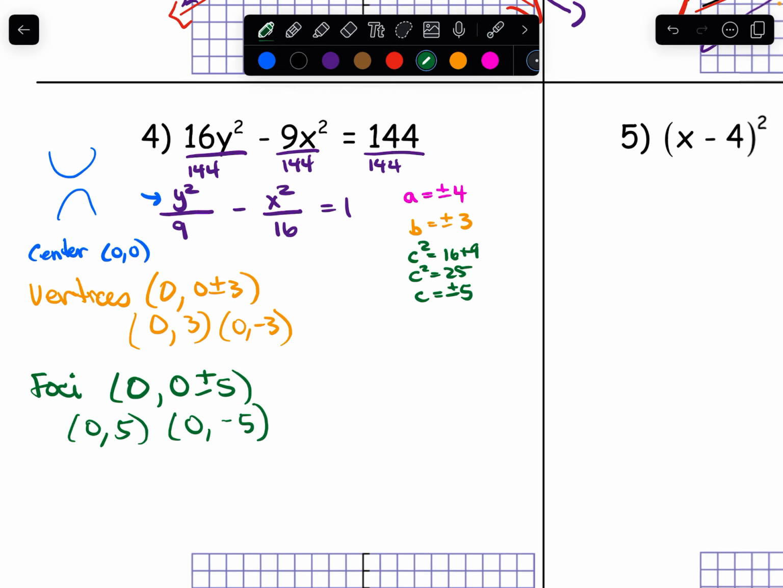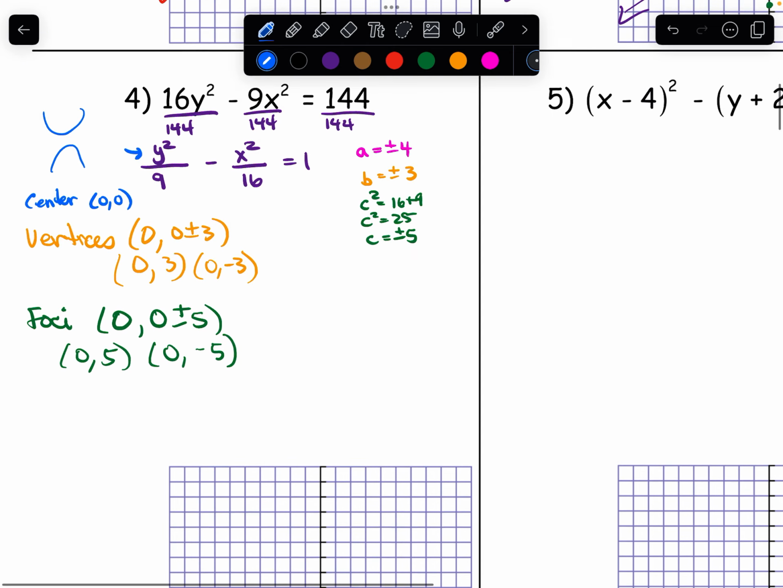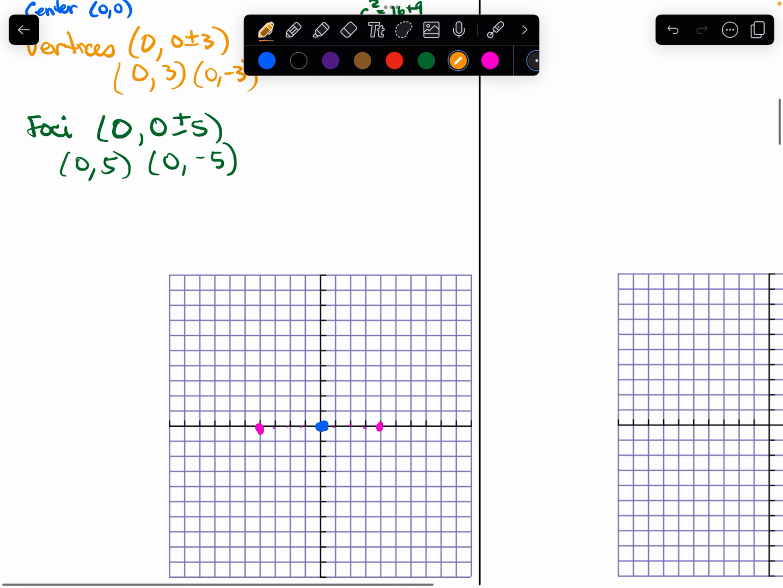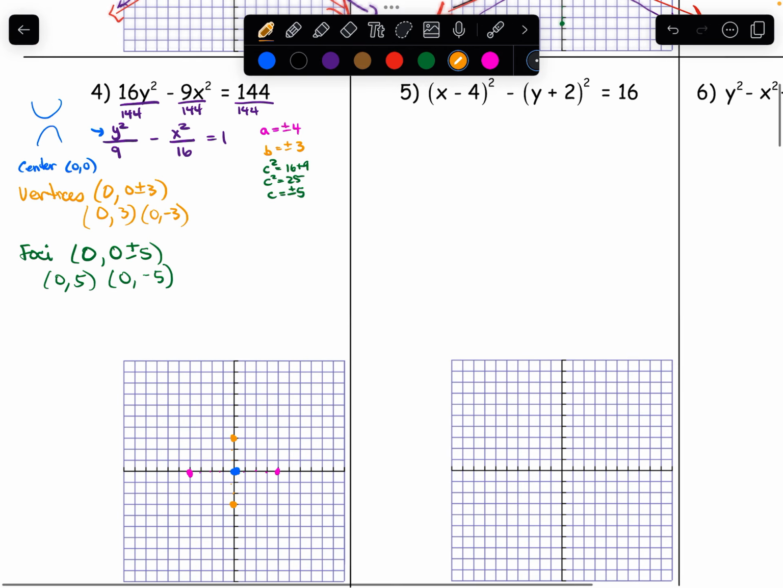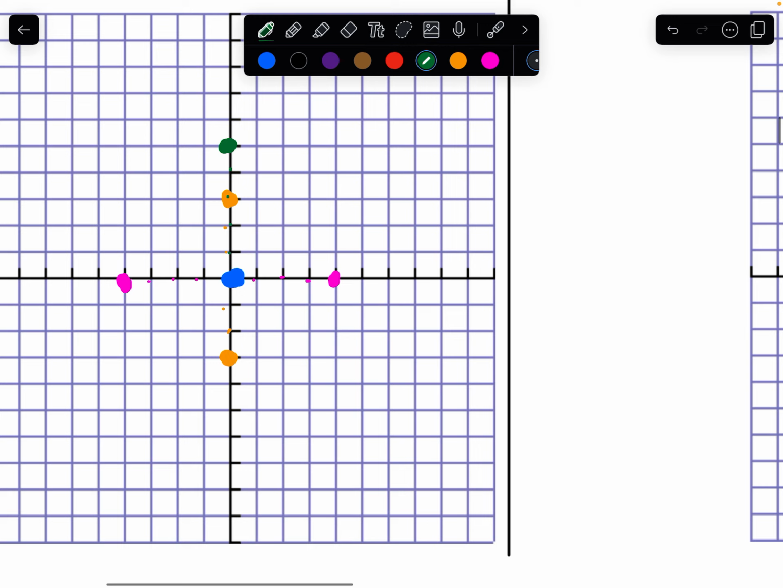Now again, like I said at the very beginning, you can always draw the picture and get it. From the center, it says I'm going to go left and right 4. So 1, 2, 3, 4, 1, 2, 3, 4. Up and down, it said 3. 1, 2, 3, 1, 2, 3, because that was my B value. My B value was 3. My C value is 5. So we're going up and down, 1, 2, 3, 4, 5.